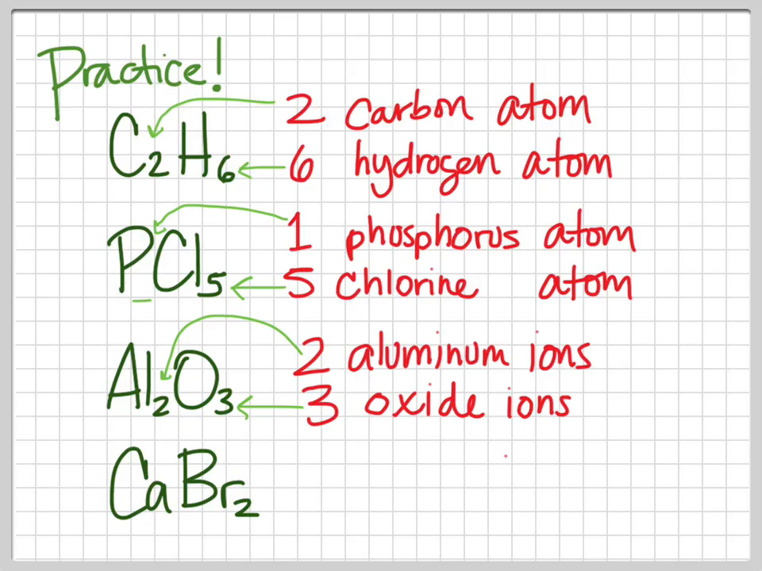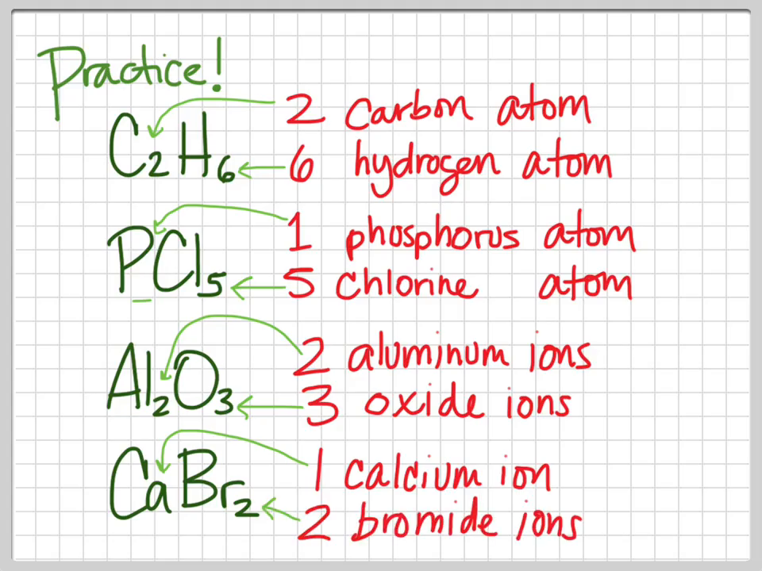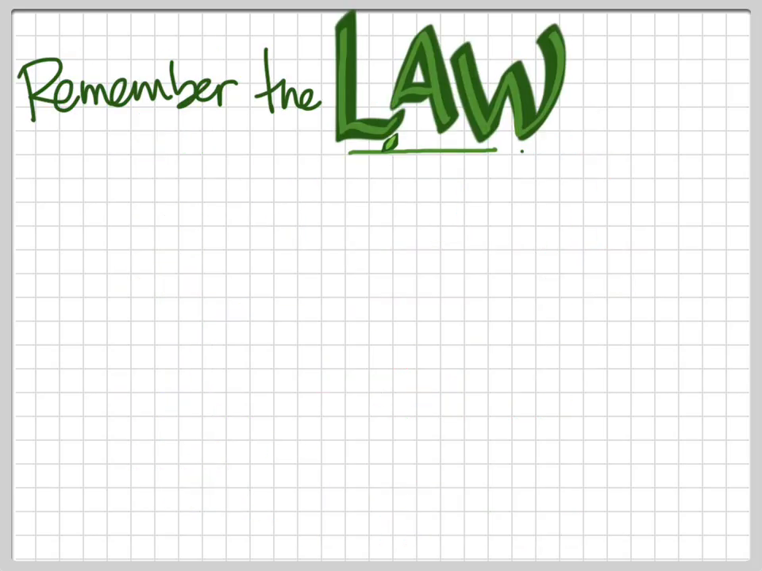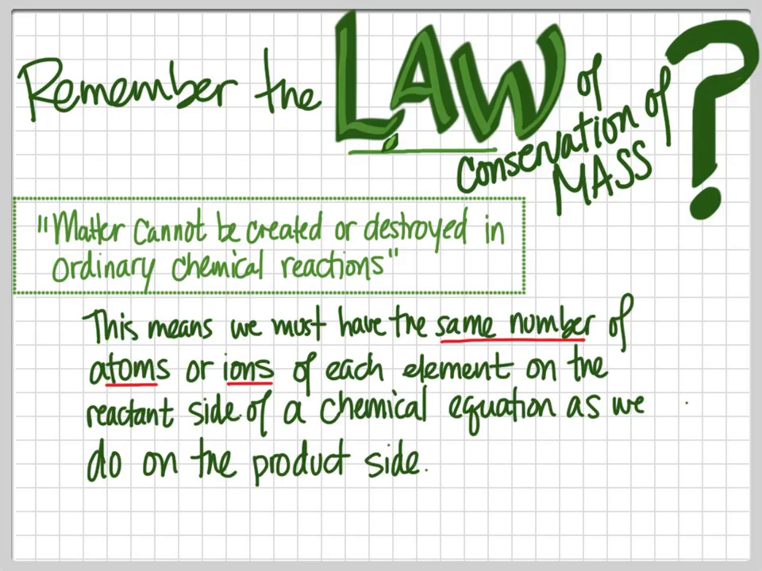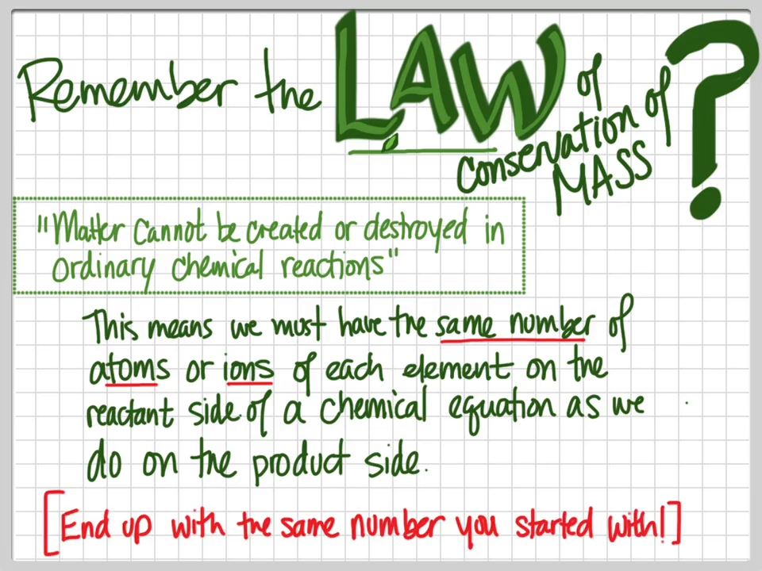So I've got calcium bromide. No subscript on the calcium. That means there's 1 calcium ion for every 2 bromide ions. Excellent. Do you remember the law of conservation of mass? It says that matter cannot be created or destroyed in an ordinary chemical reaction. And what it means in the context of chemical equations is that we have to have the same number of atoms or ions of each element on the reactant side of a chemical equation as we do on the product side. Basically, you got to end with the same number you started with.